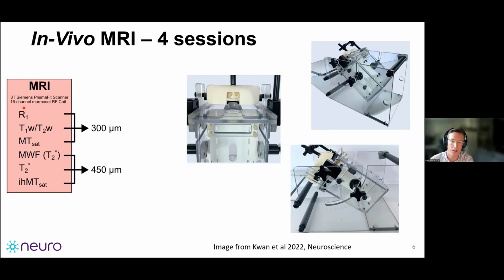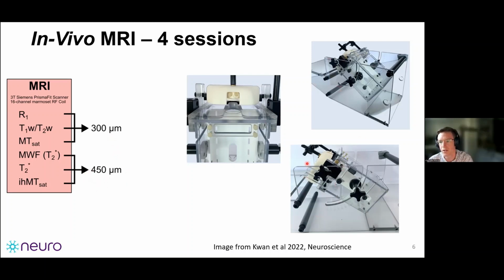Some of the contrasts we acquired for anatomical imaging are R1 quantitative maps, T1 over T2 weighted imaging to compare against maybe Human Connectome Project style acquisitions, MT-SAT maps, so magnetization transfer saturation, and then we have T2 star-based myelin water fraction, T2 star, and IHMT-SAT. The first 3 were acquired at 300 micrometers isotropic resolution, and the last three were 450 micrometers.